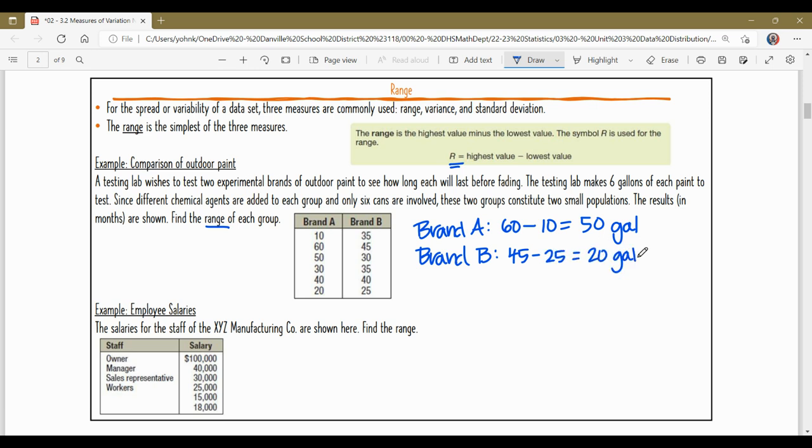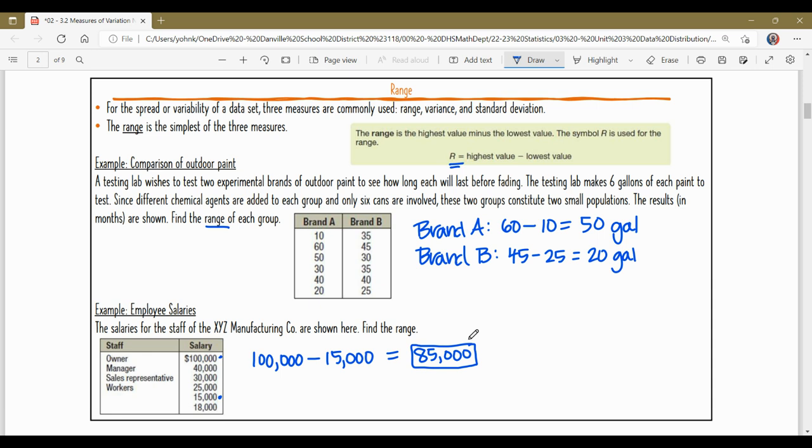So as you can see, even though those two groups of data have the same exact mean, they have very different ranges, and that's going to play into what we're learning today. If we look at the next example, the salaries for the staff of the XYZ manufacturing company are shown here. Find the range. We take the biggest, which is 100,000, and subtract the smallest. Be careful, it is not the very bottom one, it is 15,000. If I subtract these two, I get 85,000. Biggest minus smallest, and take a look at the data before you just subtract the top and the bottom.